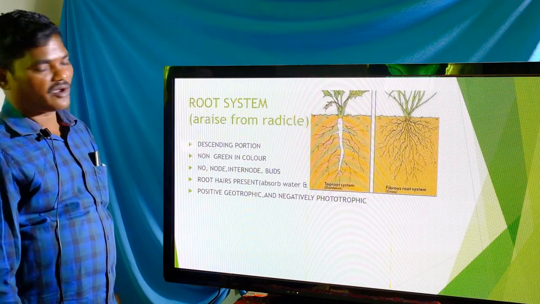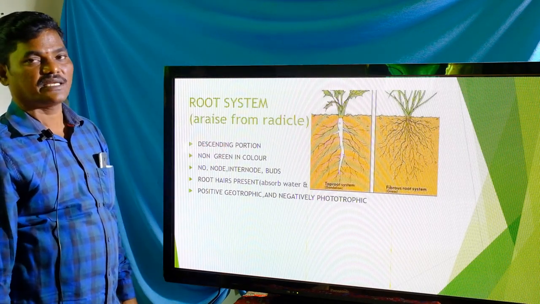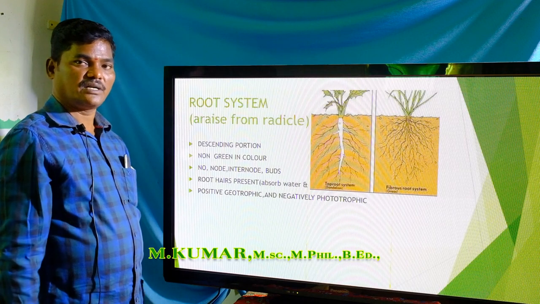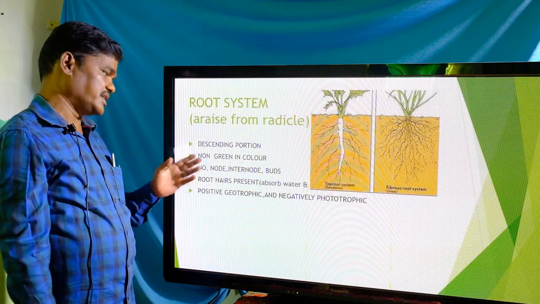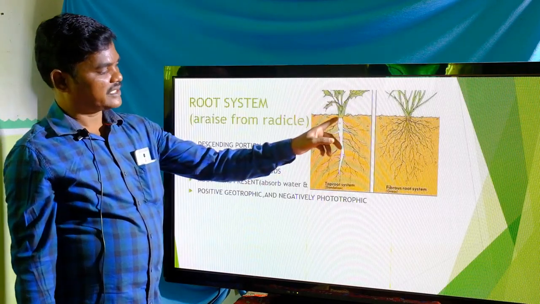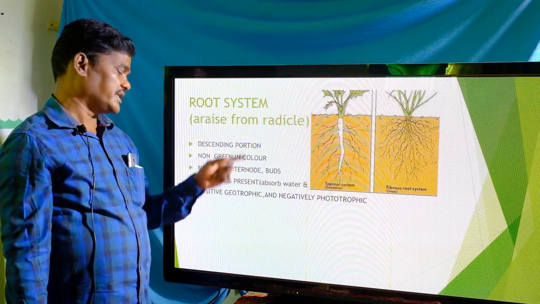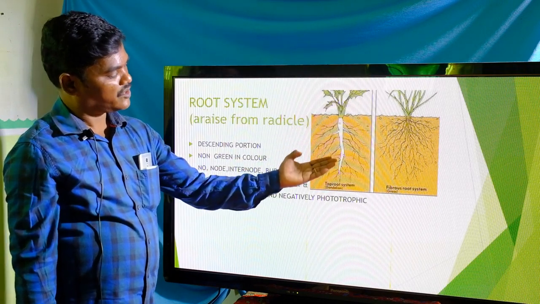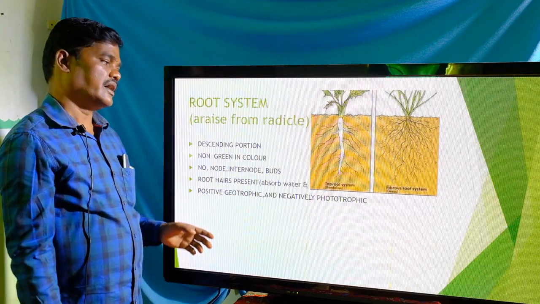So what are the characters of the root? We will see, point out here, descending portion. Ascending and descending are there. Ascending means growing from smallest to biggest above the soil. Descending portion means upper to lower. Root is descending, it grows downward. And non-green color, the root is always brown in color, there is no chlorophyll pigment, that's why it is called non-green. No node, internode, or bud. So there is no node, no internode, no bud, no leaves. So these are all root characters.